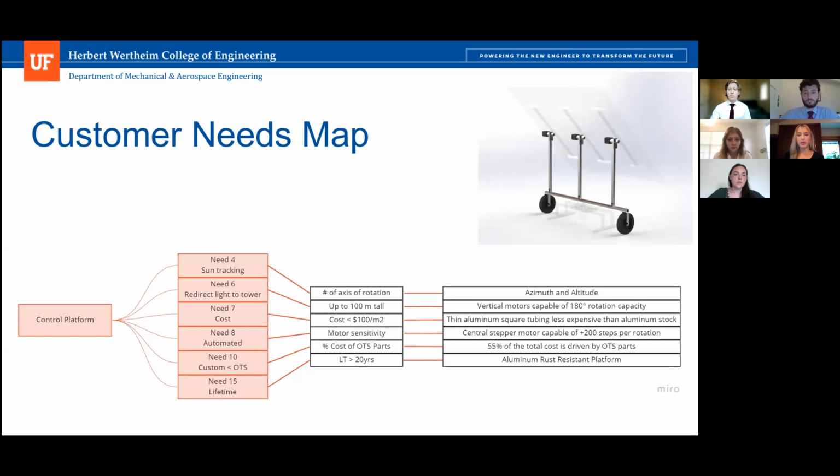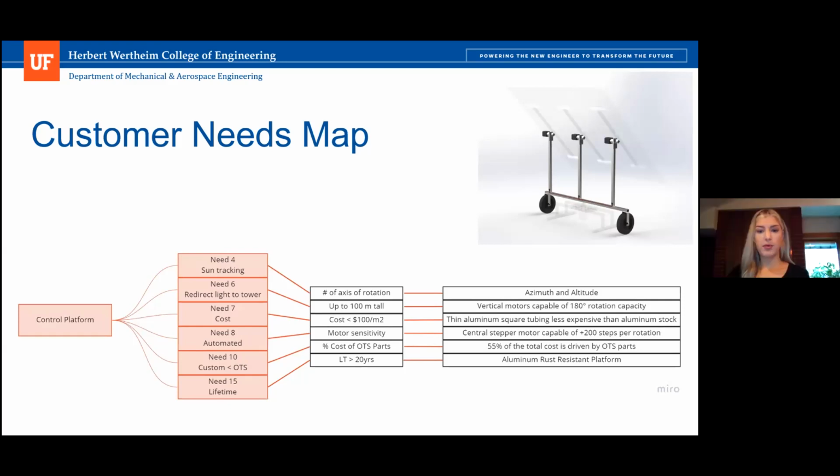The stepper motors are computer-controlled and capable of 200 steps per rotation. The cost was minimized by using thin aluminum square tubing, which is less expensive than aluminum stock. The stepper motors each allow for a 180-degree rotation to redirect sunlight to a central tower up to 100 meters tall.